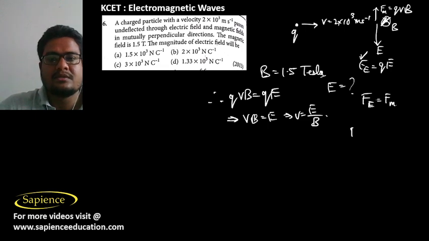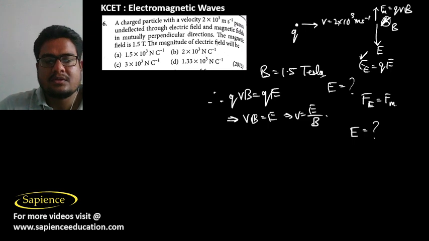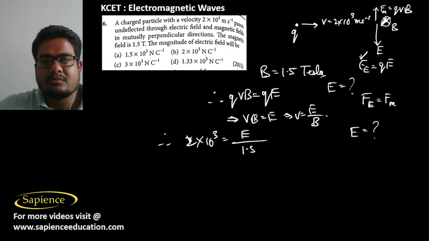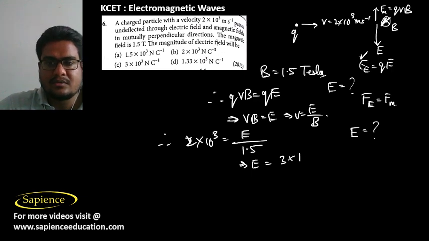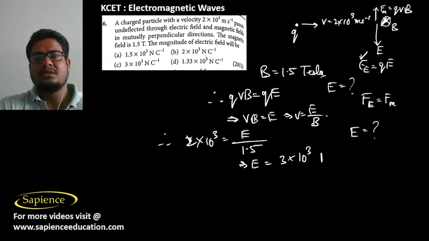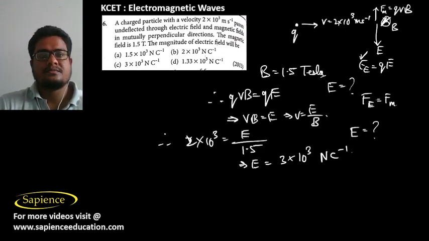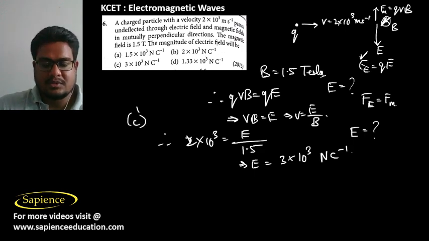So we have to find the magnitude of the electric field. Therefore, V is given as 2 into 10 power 3, that is equal to E by B. B is 1.5. So therefore, E will be equal to 1.5 into 2, that is 3 into 10 power 3 Newton per Coulomb. Option C is the correct answer.